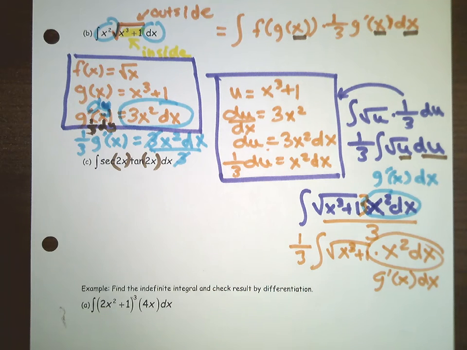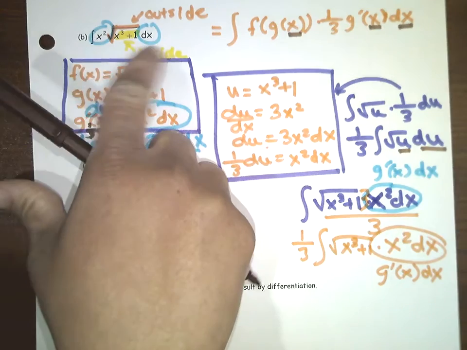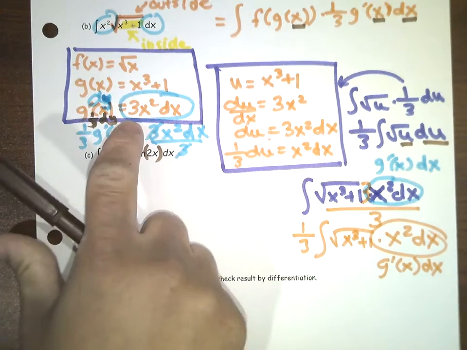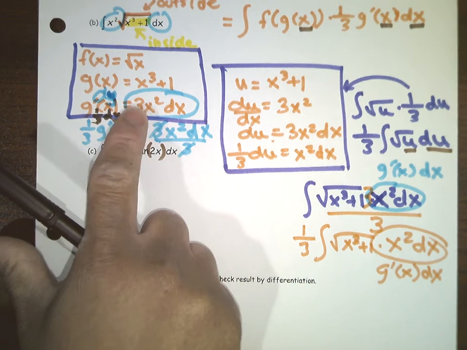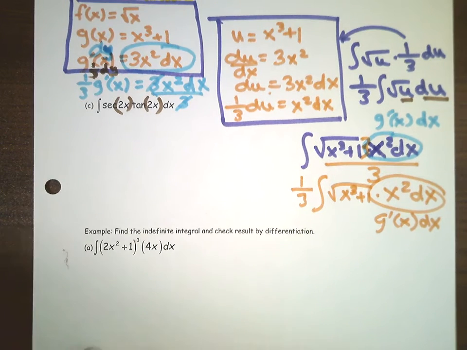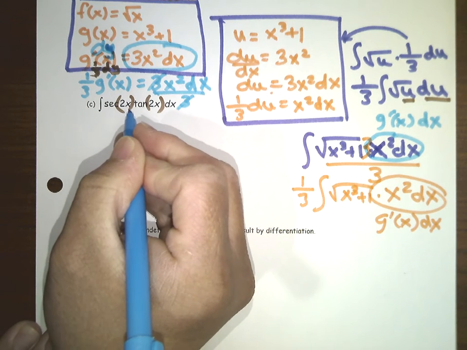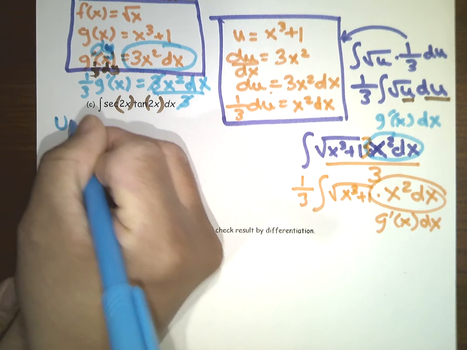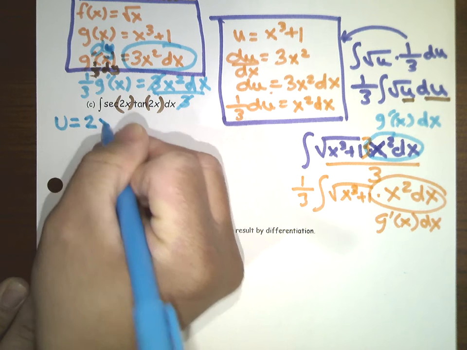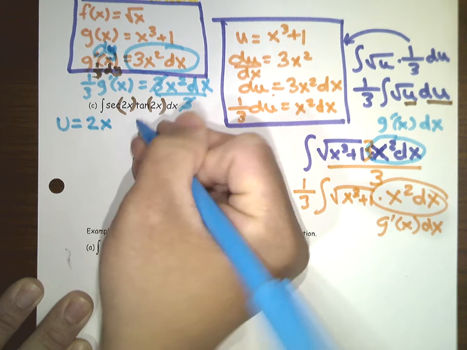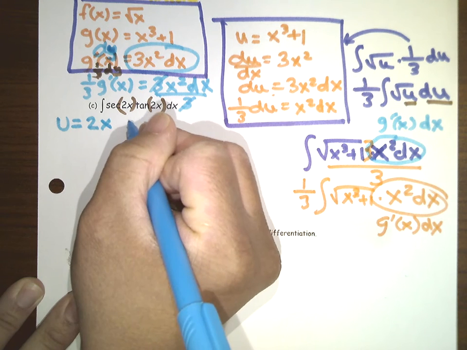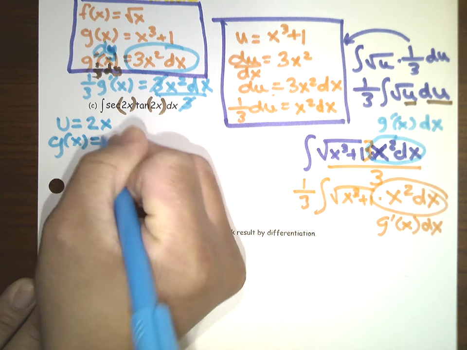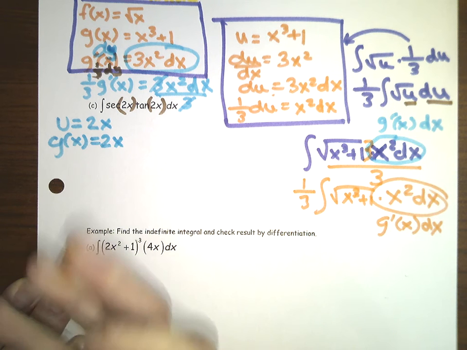So I just want to make sure that, again, every symbol in the original problem is accounted for. So if you need to add the 1/3 to make it have the correct derivative, then you need to add the 1/3 in there. For this particular problem, secant of 2x times tangent of 2x dx, I have u equal to the inside function, 2x, so that would be the g of x, or the u, it doesn't matter which letter I use.